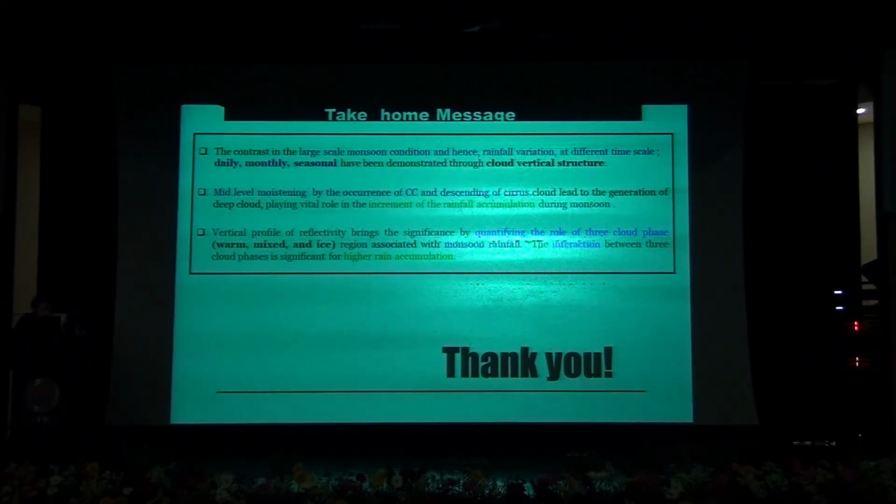Vertical profile of reflectivity brings significance by quantifying the role of 3 cloud phases, warm, mixed and ice region, associated with monsoon rainfall. We have found that the interaction between the 3 cloud phases is significant for higher rain accumulation.